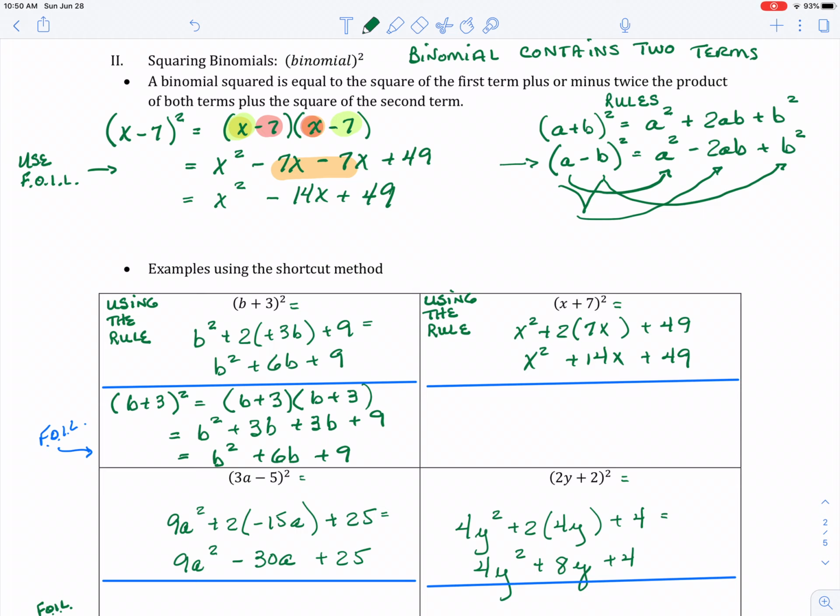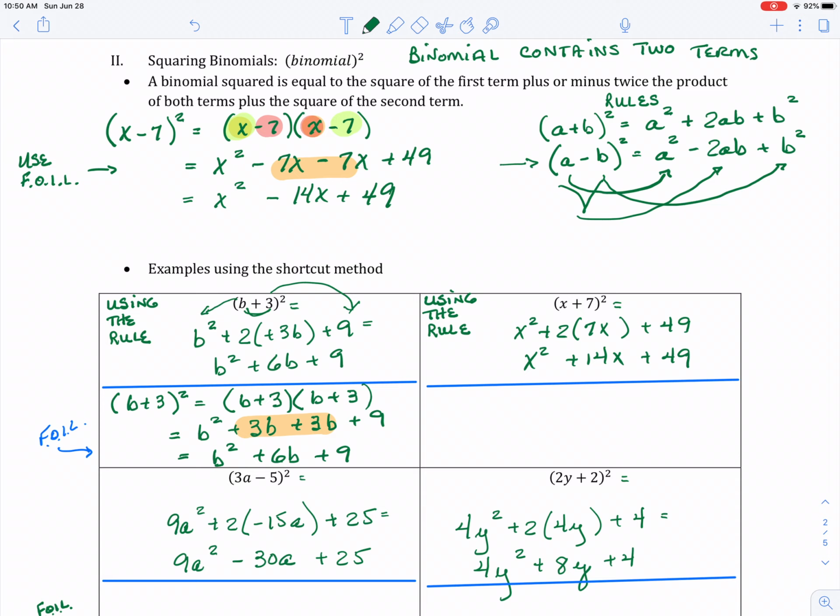If you go back up and use the rule, you can see that we took the first term and we squared it. Then we formed the product of these two terms, which is the positive 3b, and we doubled it. Again, you see why we doubled it, because down here you can see that this middle term appears twice. And then we took the last term and we squared it.